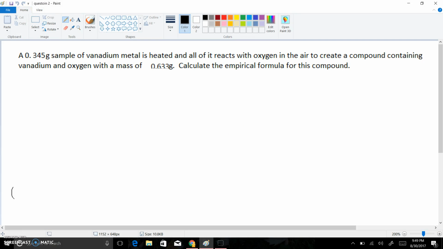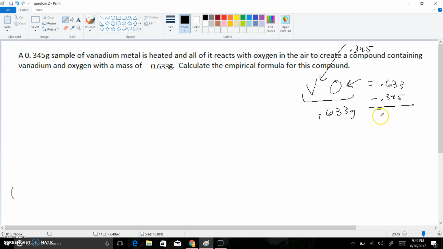Okay. I've got a sample of vanadium metal, and it's heated, and all of it reacts with oxygen, that must be the O2 part, to create a compound containing vanadium and oxygen. It has a total mass of 0.633 grams. Now it also told me that vanadium is 0.345 grams. So if I want to know how much oxygen I have, I'm going to take that 0.633 and subtract from it 0.345 to get a whopping 0.288 grams of oxygen. Okay. I've got 0.345 grams of vanadium, and 0.288 grams of oxygen.